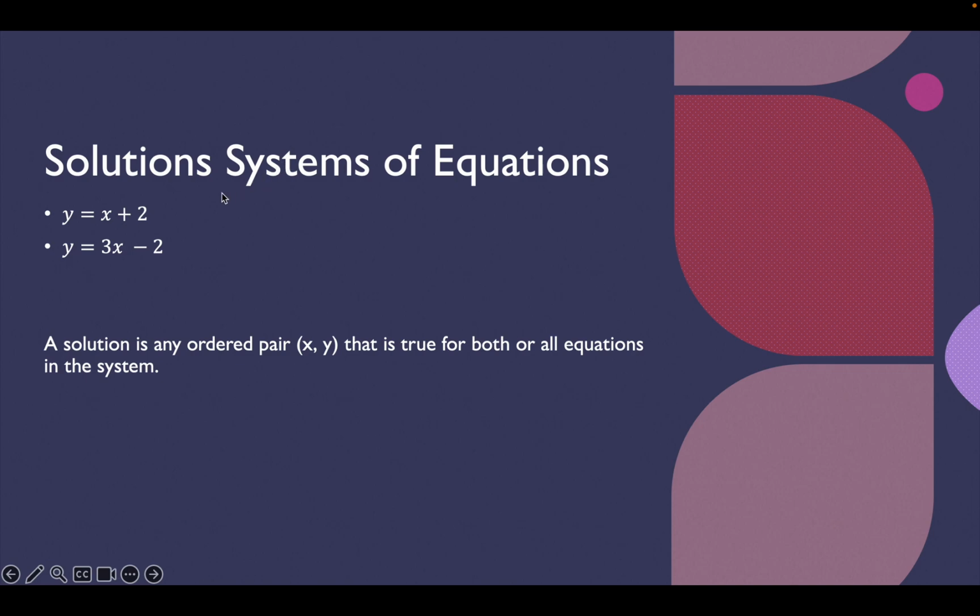Solutions of systems of equations. A solution for this problem here with multiple equations is any ordered pair that looks like x, y, an xy term, that is true for both or all equations in the system.